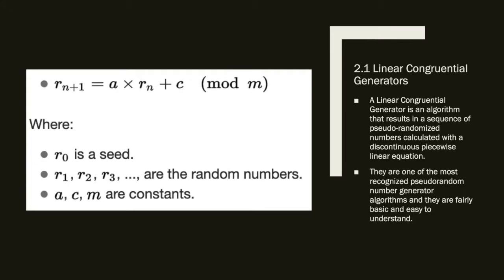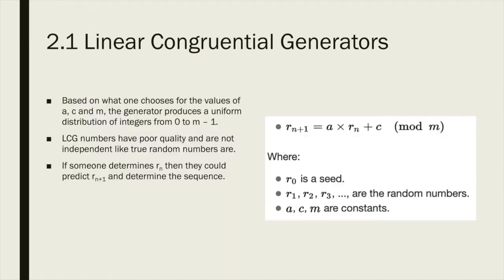In the picture to the left, you see the basic layout of one. R_{n+1} equals A times R_n plus C, mod M, where R_0 is a seed, R_1, R_2, R_3, and so on are the random numbers, and A, C, and M are the constraints. Based on what one chooses for the values of A, C, and M, the generator produces a uniform distribution of integers from 0 to M minus 1.